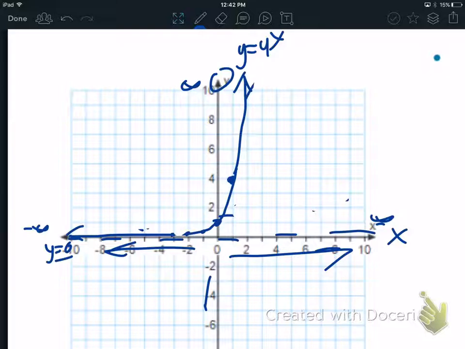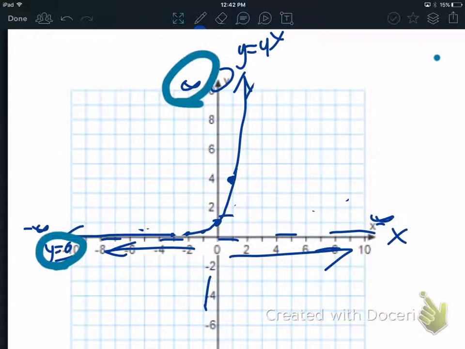And so I label my graph negative infinity, positive infinity, x and y. Asymptote is 0. I label my positive infinity. You can write on this while you're doing the video too.